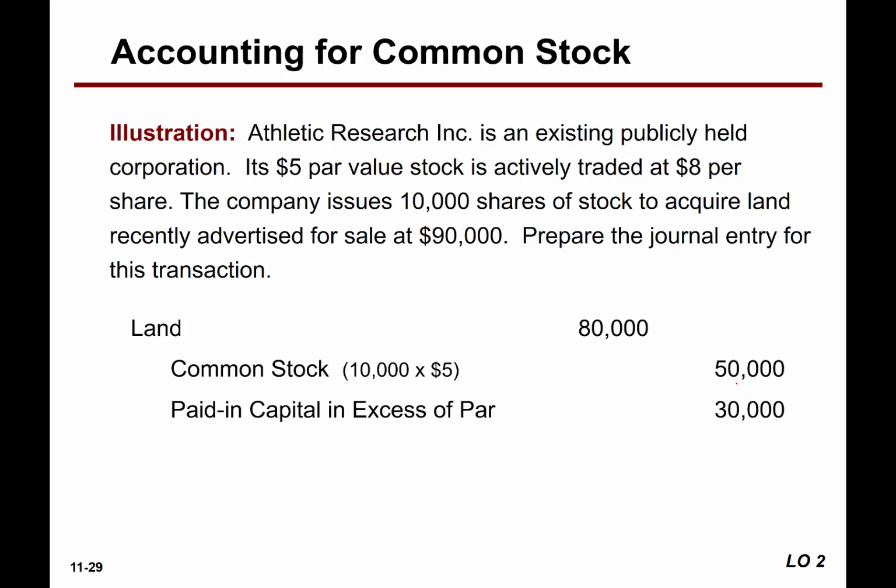Since it was the stock and it was $8 per share actively traded, and we issued 10,000 shares, then the land comes in at 80,000. The par value of the stock was what? $5 times the 10,000 shares. That's 50,000 to common stock. The difference goes to additional paid in capital, right?